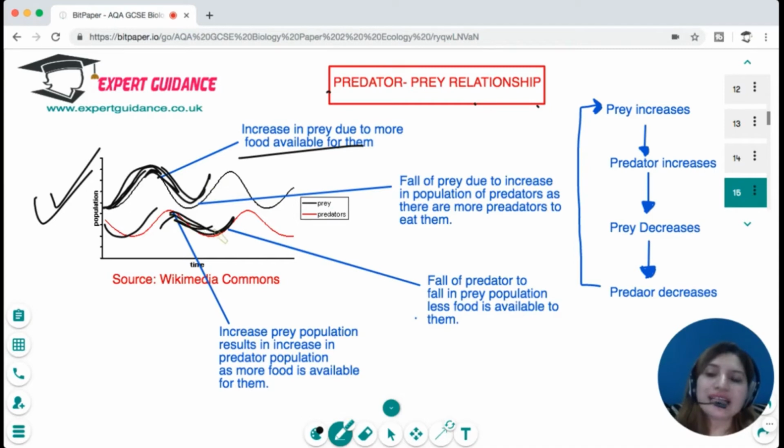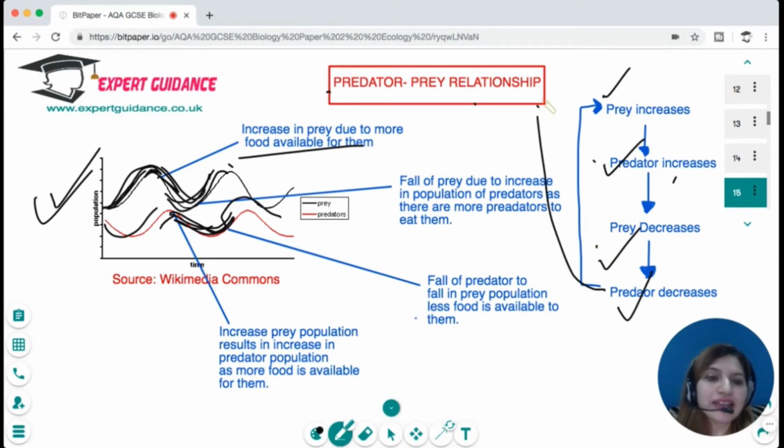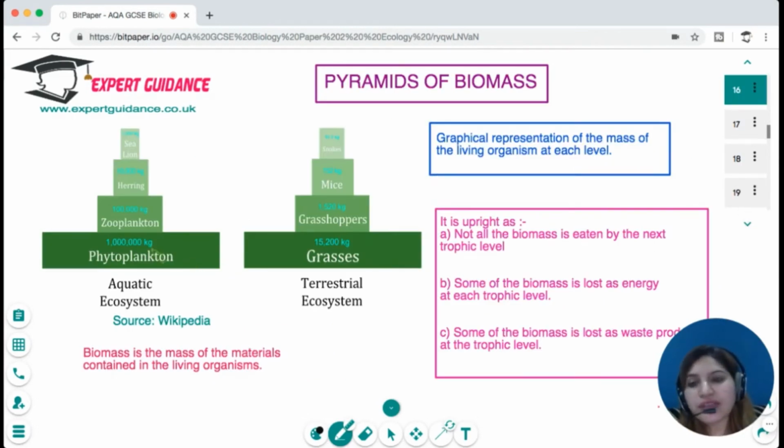Now, as the predator decreases, the prey tends to increase because of less predation. But as the prey increases, again, more food will be available for the predators. That will result in an increase in predators. So this cycle continues. So prey increases, predator increases. Then when predator increases, the prey decreases. And when prey decreases, the predator decreases. And then this whole cycle continues. Okay, so I hope you understand this graph and the relationship between predators and prey.